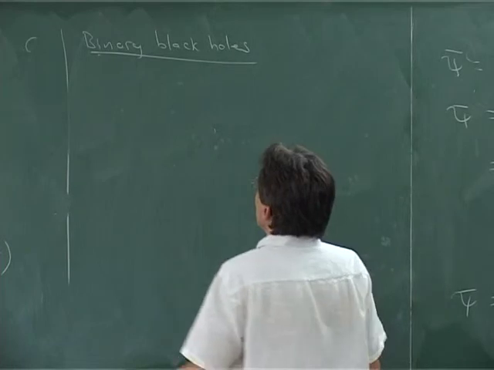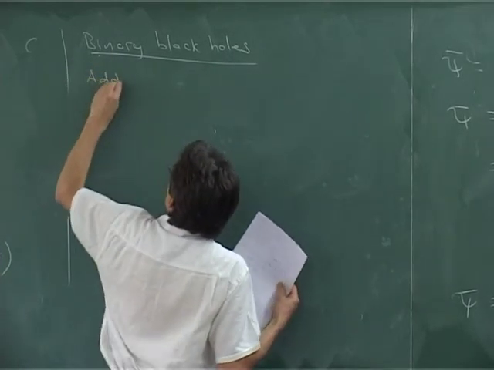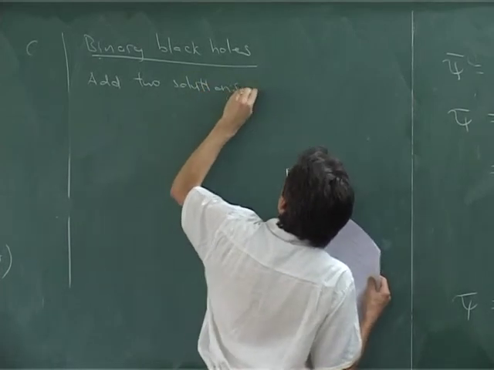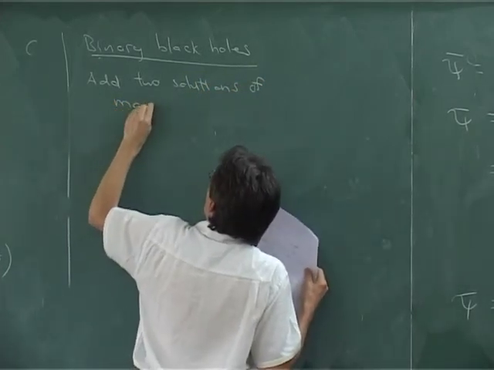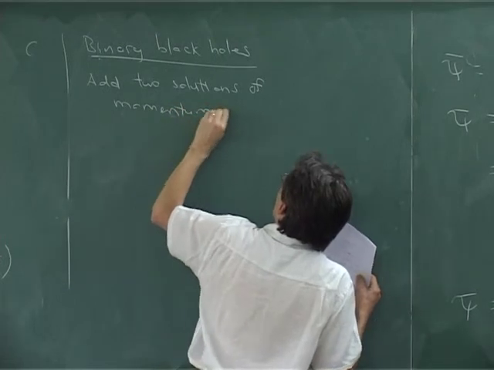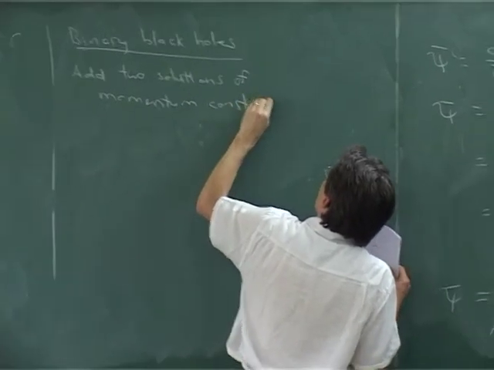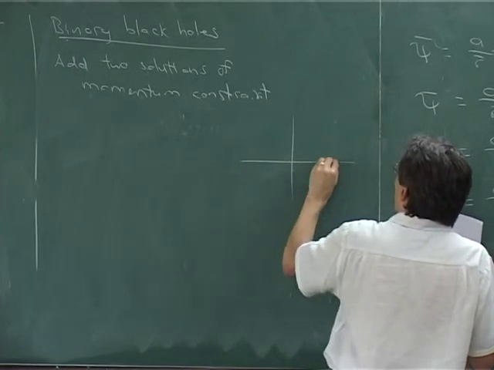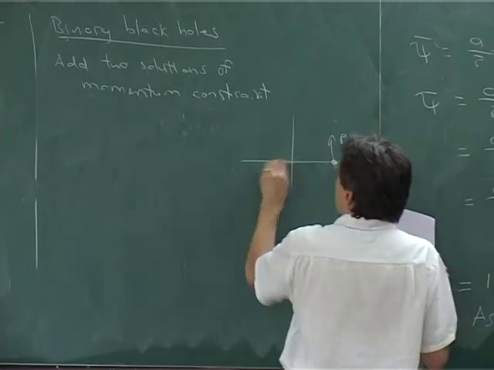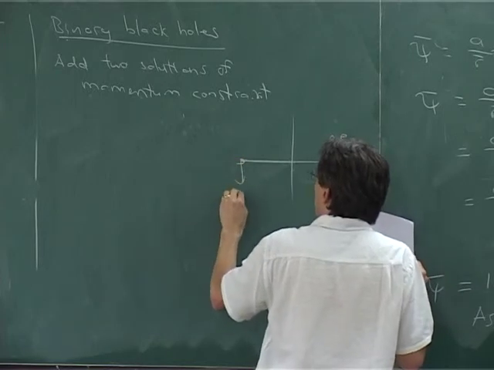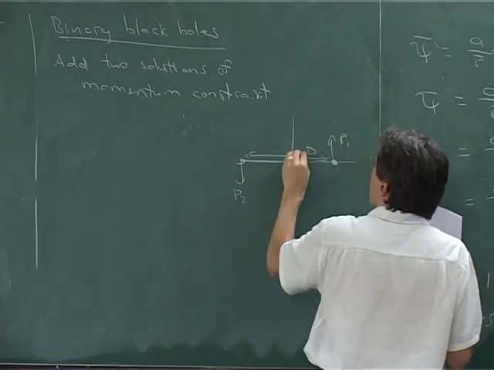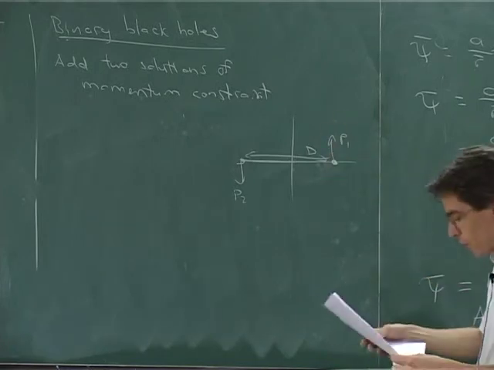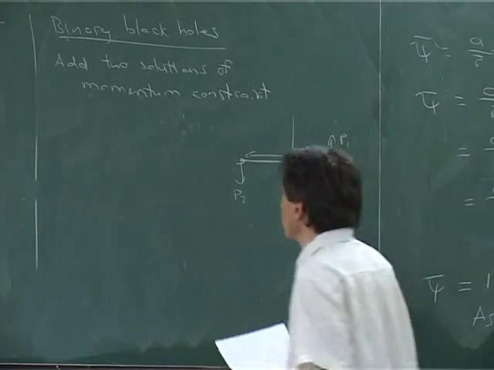So now we can add two solutions with a momentum constraint. We just make a black hole here, another one here, some distance d apart, and away we go. Now we can produce these momentum constraint solutions. We now have to solve the Hamiltonian constraint.